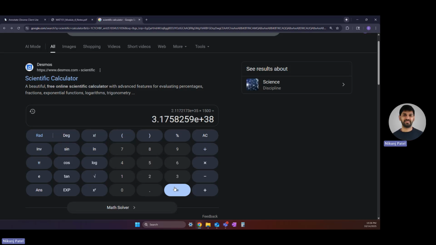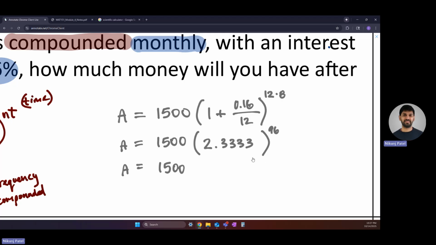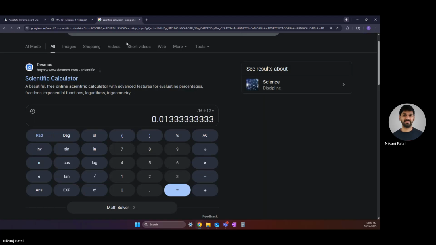It looks like I may have made an error in typing it in. So let me go back a couple of steps here. Okay, I think I made a mistake earlier. So this right here is where I made the mistake. So I need to go back, I'll redo this part here. 0.16 over 12. That's 0.0133. I think that's where I made the error.